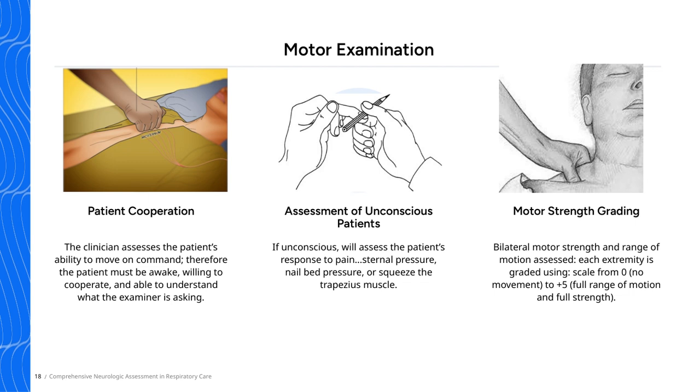Speaking of commands, when the patient is awake and cooperative, we assess their ability to move on command. It's essential that they understand what we're asking and are willing to cooperate. This ensures the assessment is valid and provides meaningful information about their motor function. Overall, this motor examination is a key part of the comprehensive neurologic assessment in respiratory care, helping us determine the patient's neurological status and guide our management effectively.